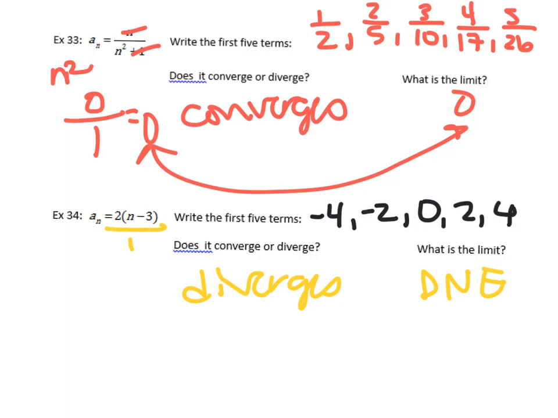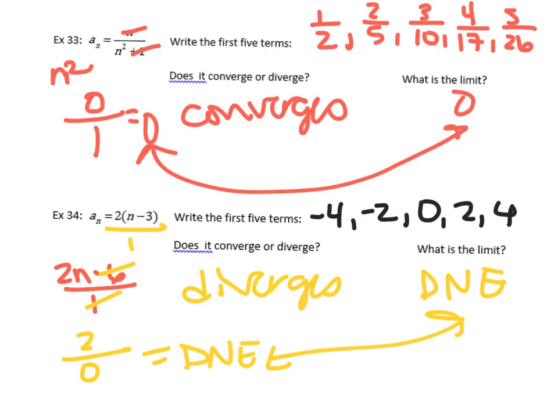If I make this a fraction, my largest variable is n, so technically this is 2n minus 6 over 1. And so these are not going to matter. So my coefficients are 2 over 0 for the coefficients for n, which means my limit doesn't exist. So they're the same. Okay.